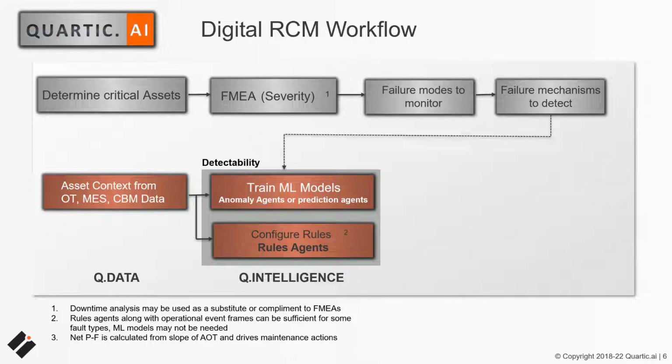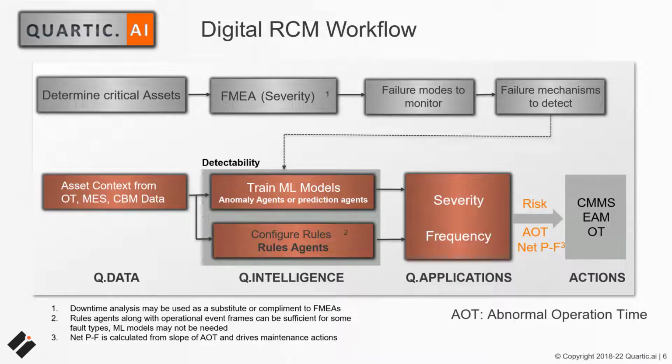From FMEA, we have the severity, and then our application is tracking the frequency. So from this, we get our asset risk scores, as well as abnormal operation time, which is AOT. This then gives us actionable information about not only what assets need attention, but what type of failures they experience, so we can notify someone, take action, create work orders in a CMMS system, whatever we need to do. So this is the RCM workflow. And again, it's not a workflow that Quartic came up with, but an industry gold standard of reliability-centered maintenance that we created a digital implementation of using machine learning.